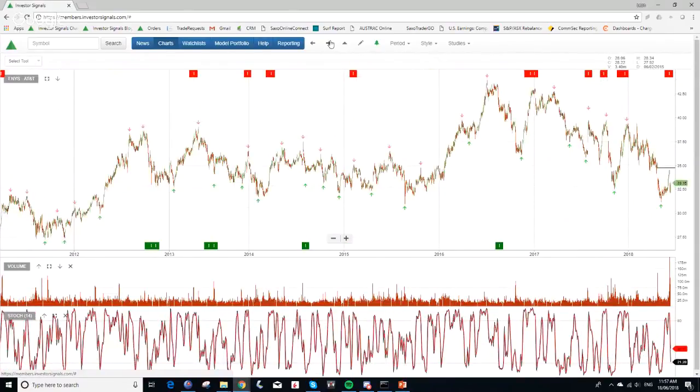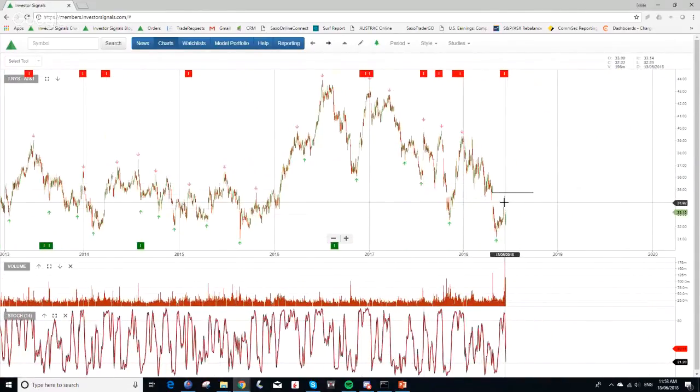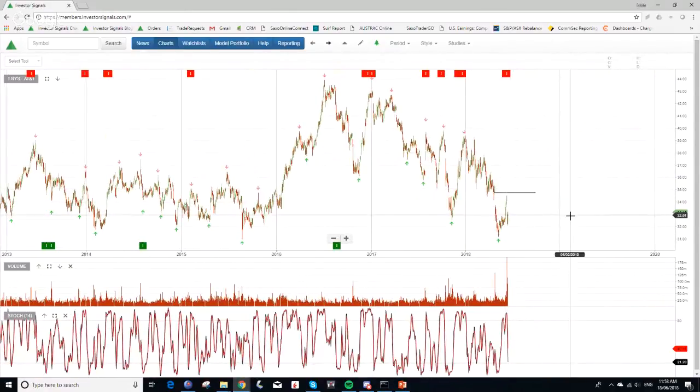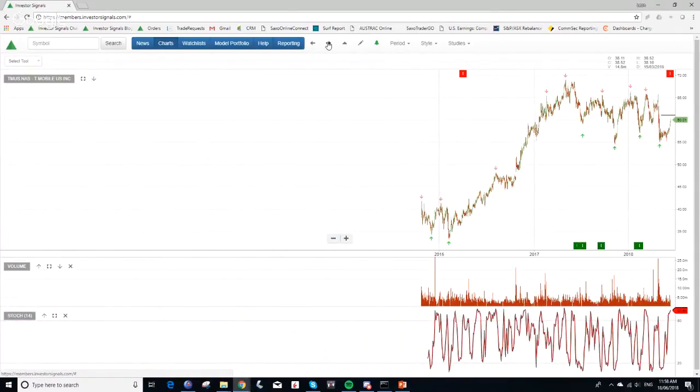AT&T, so we spoke about this one acquiring Time Warner, and AT&T here at $33. It's under sell conditions. We would certainly watch this with interest over the next 6 to 12 months if we start to see a higher low and that buy signal appear there in AT&T.